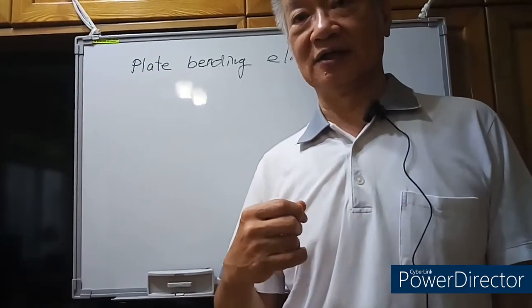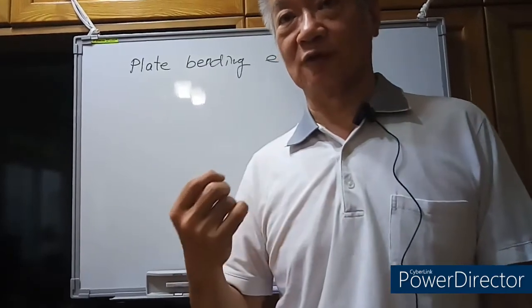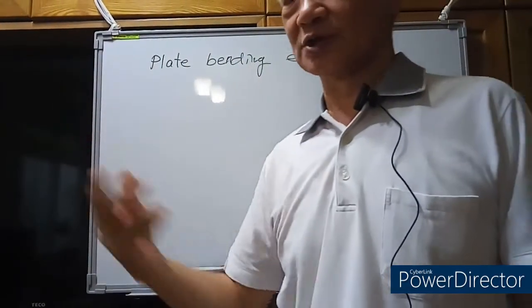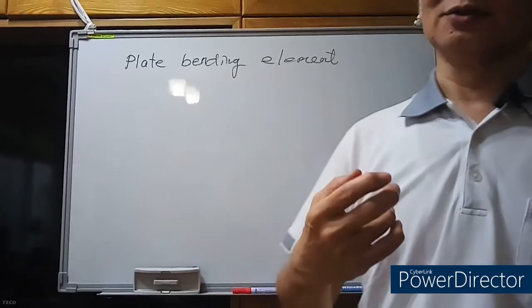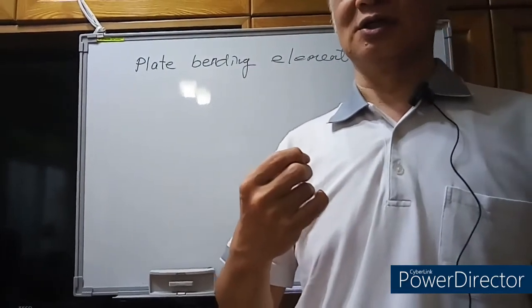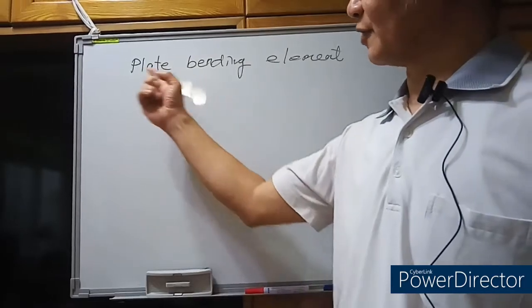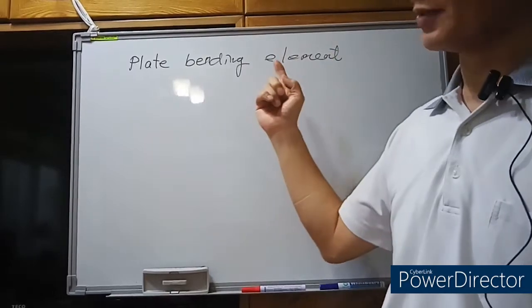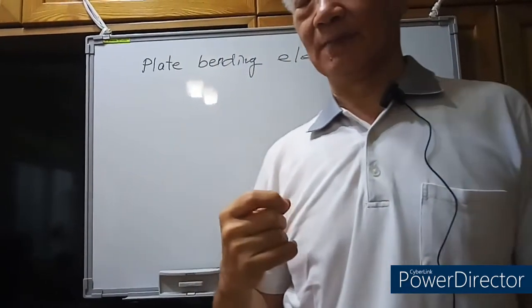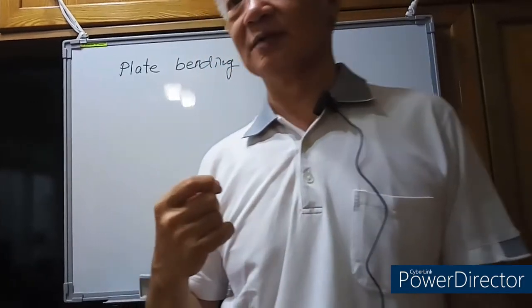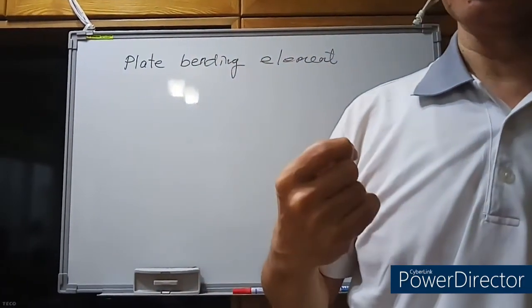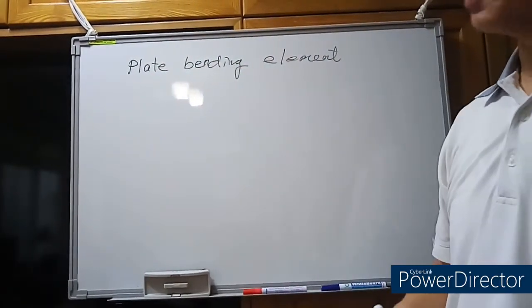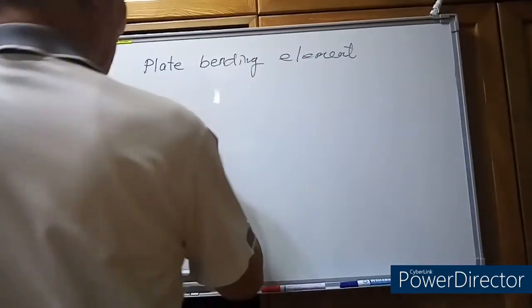And if we use the finite element method to solve the structural models, we will create the corresponding elements which can be used to solve the problems. Okay, so whenever I say this is the plate bending element, it means the element created to solve the plate bending problems. Okay, so what kind of problems can be named plate bending problems?